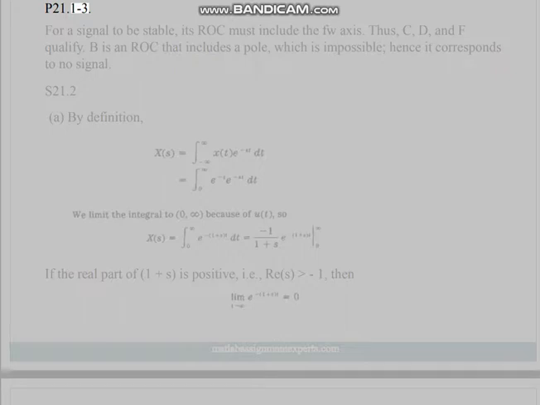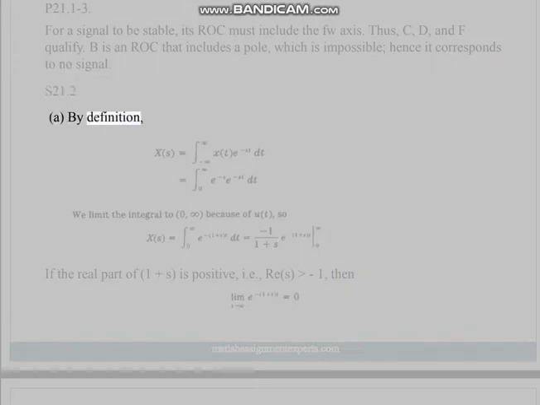For a signal to be stable, its ROC must include the jω axis. Thus, C, D, and F qualify. B is an ROC that includes a pole, which is impossible, hence it corresponds to no signal.